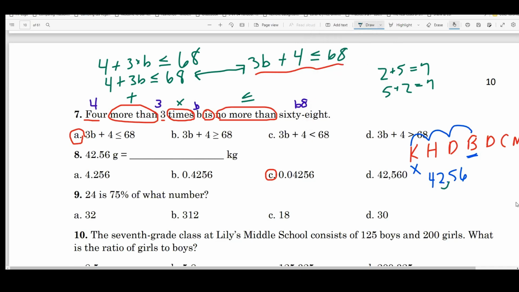I always like to do ice cream scoops. Every scoop should have one value. So once, twice, three times. Anytime you have an empty scoop, you have to add a 0 as a placeholder. And that's how we got C as our answer.